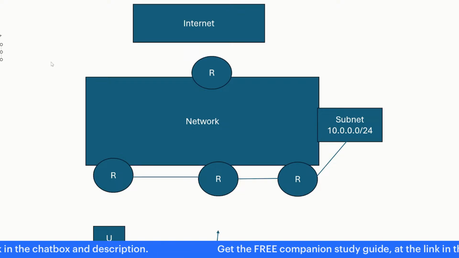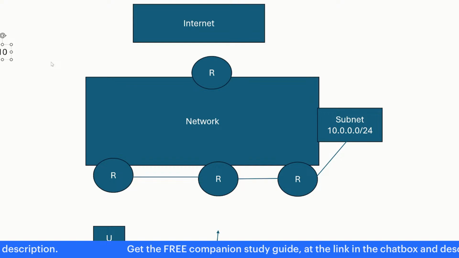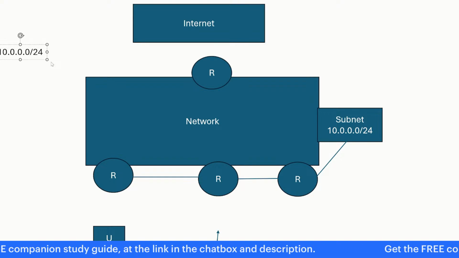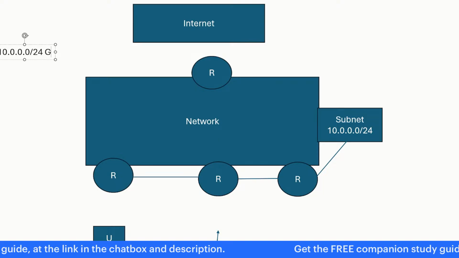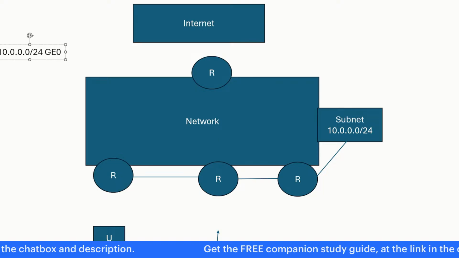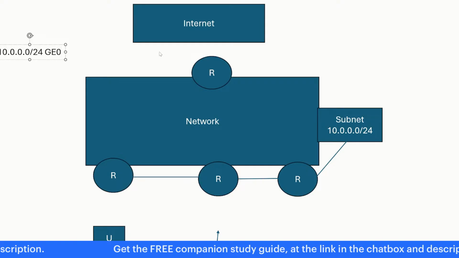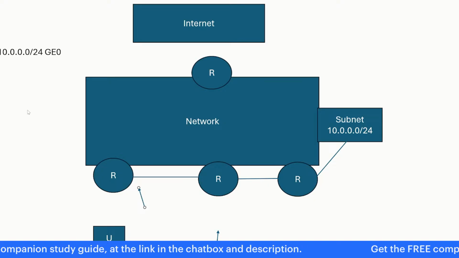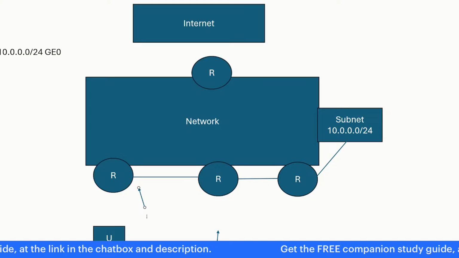And you'll have something that you'll see called the subnet route. And it's going to look like 10.0.0.0/24. And let's call this link GE0. So let's assume that we had a gigabit Ethernet link on this router. And this link itself is called Gigabit Ethernet 0 in the router's world.